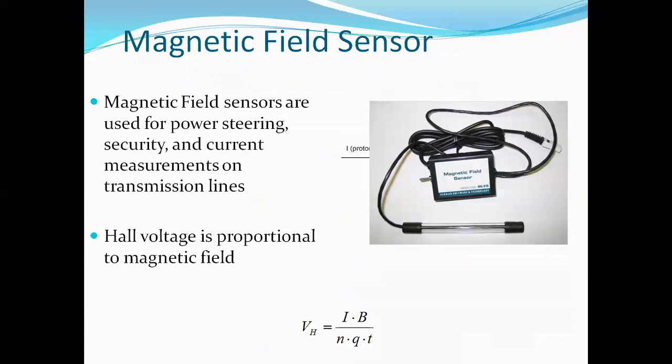Moving on to the magnetic field sensors. The magnetic field sensors are used for power steering, security, and current measurement on transmission lines. So, the Hall voltage or Hall effect conditions.